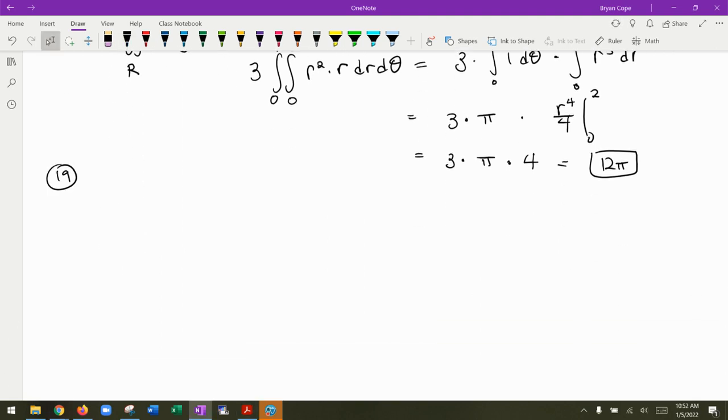And then final problem, number 19. Use one of the formulas in 5 to find the area under one arch of the cycloid x equals t minus sine t, y equals 1 minus cosine t.